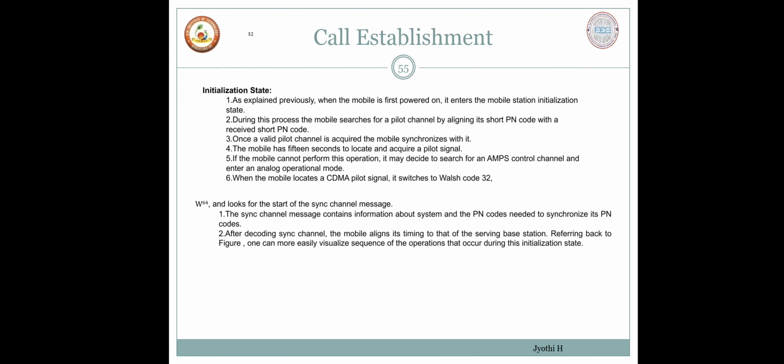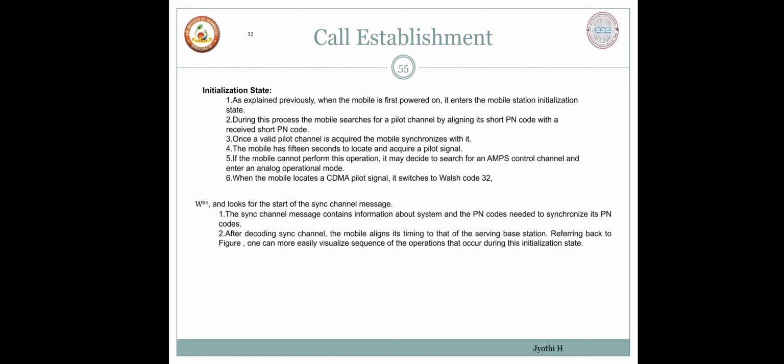Now, call establishment. When the mobile is first powered on, it enters the mobile initialization state. During this process, the mobile searches for a pilot channel to align its PN code with the received short PN code. Once a valid pilot channel is acquired, the mobile synchronizes with it, and the mobile has a set number of seconds to locate the acquired pilot signal.